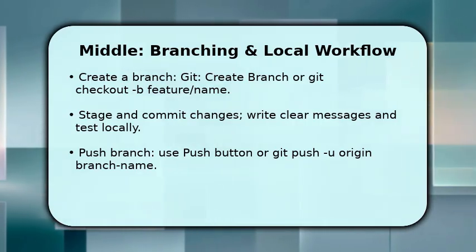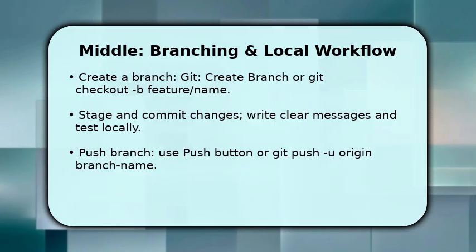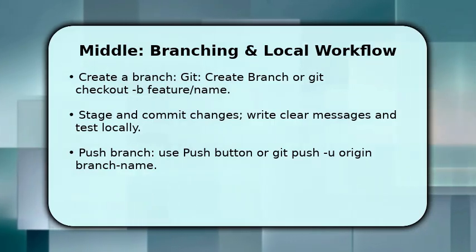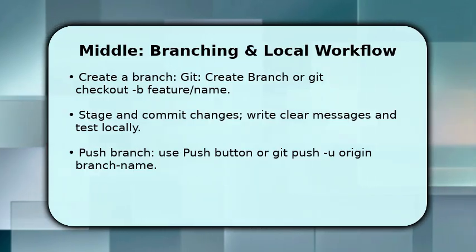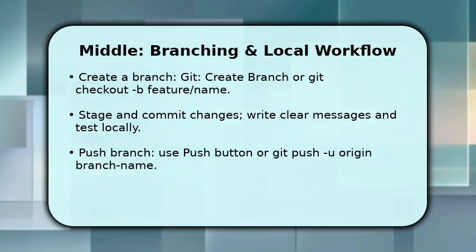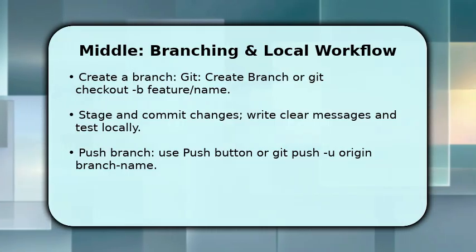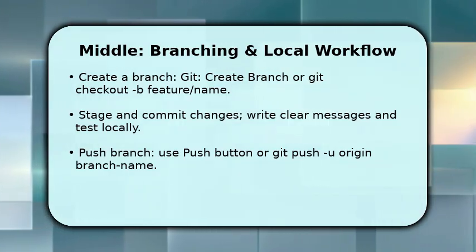Once you edit files, stage relevant hunks in Source Control, run local tests, and commit with an informative message. This preserves project history. Then push the branch to GitHub using the push button or git push -u origin branch-name so collaborators can see your work.